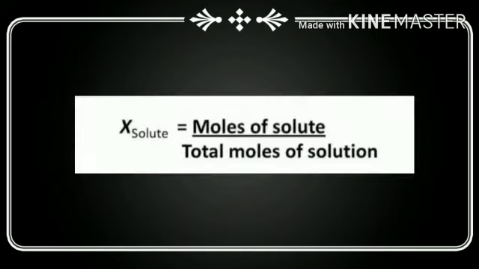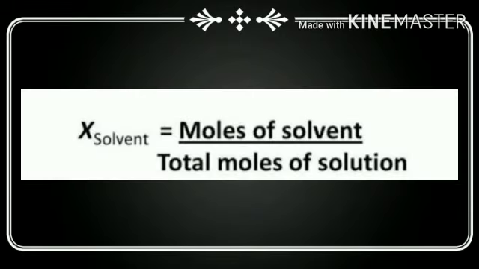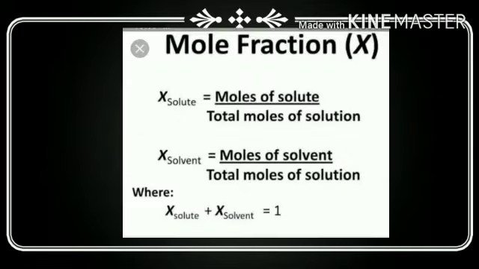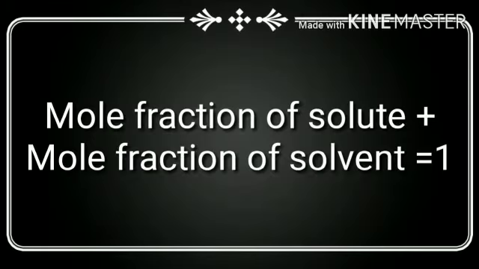So to calculate the mole fraction of solute is moles of solute divided by the total moles of solution. And to calculate the mole fraction of solvent is moles of solvent divided by the total moles of solution. The property of mole fraction is: mole fraction of solute plus mole fraction of solvent equals 1. So let's discuss the derivation.